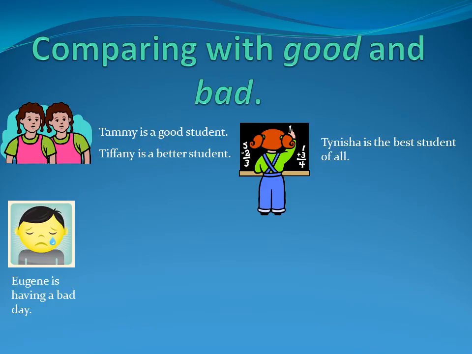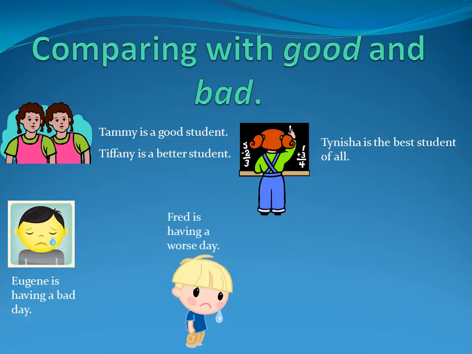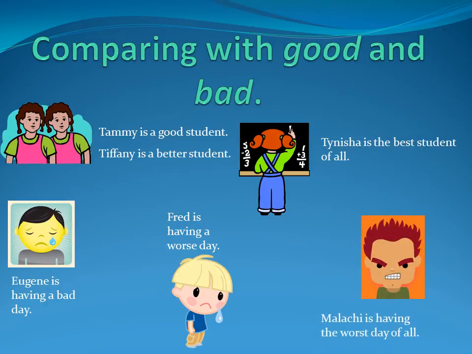Eugene is having a bad day. Fred is having a worse day. Malachi is having the worst day of all. Those are examples of comparing with good and bad.